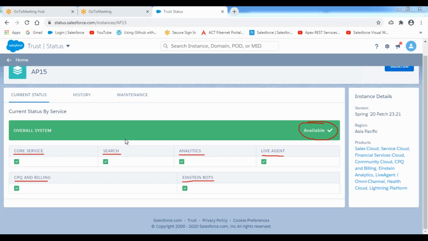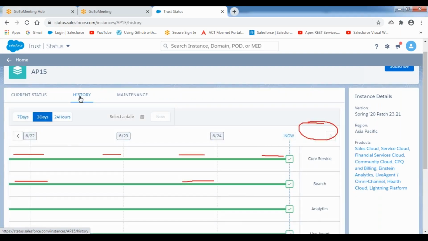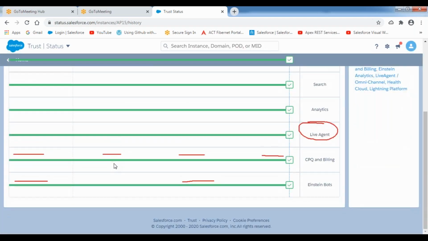Now I want to see the historical data. So just go to the history tab. Here we have the history tab available. If you want to see the history, we can verify. We can see the last 3 days, last 7 days, or last 24 hours, depending upon your requirement. When you verify the last 24 hours, it is clearly indicated with a completely green symbol. That means there is no issue inside the server. All are working very fine.